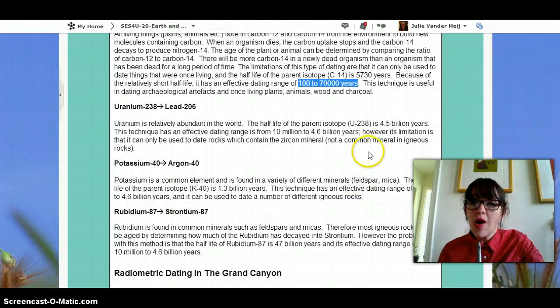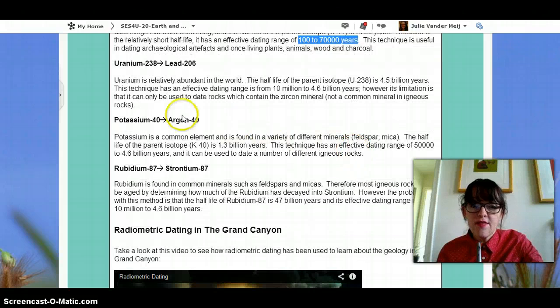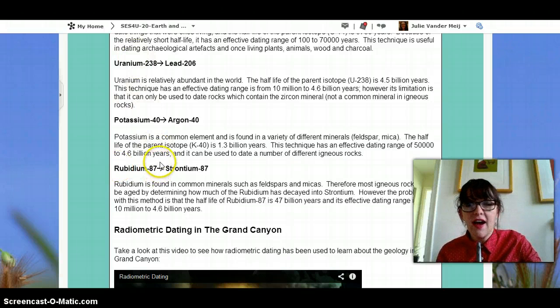When we get into rock samples, we can use other isotopes, including uranium, potassium, and rubidium. Each of these isotopes has a specific use based on the kinds of rocks that you would find it in, and also the age of that isotope, so the half-life, or how long that isotope sticks around.